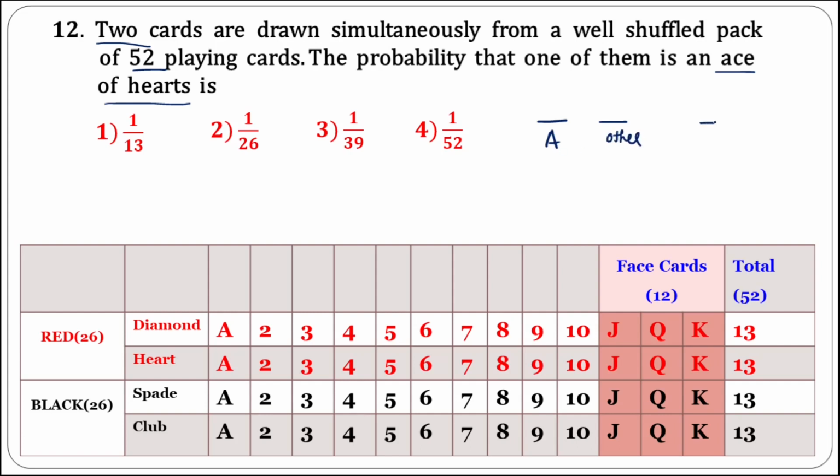Or the first one may be other card and the second one may be ace of heart. Either of these 2 cases are possible because I am drawing 2 cards. Now to select ace of heart, how many ace of hearts do we have? Only 1. 1 divided by total number of cards, 52, into 51. Why? Because you have selected 1 card out. You are left with 51 cards.